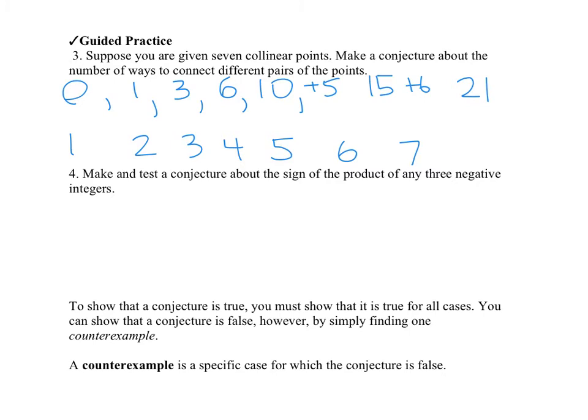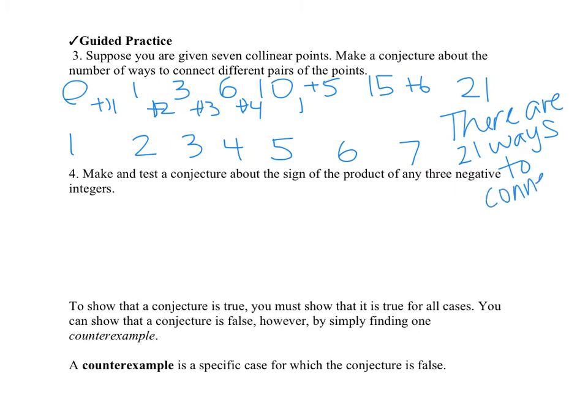Remember, the 7 collinear points is going to be continuing what we were doing in that prior example. Our numbers were: number of ways from 1 was 0, 2 collinears was 1, 3 was 3, 4 was 6. We made a conjecture about 5, and we noticed that it was counting up by basically the counting numbers. So our conjecture would be that there are 21 ways to connect 7 collinear points, right?